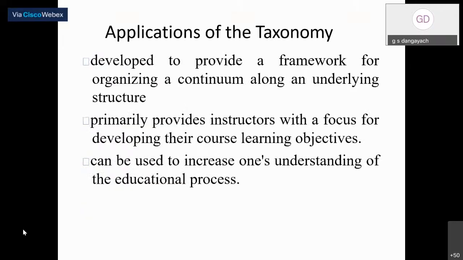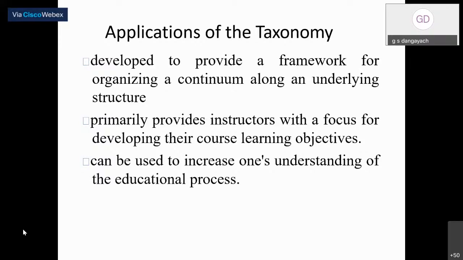Now, application of the taxonomy. This is more important for you people. As a teacher, we can incorporate questions in the question paper. We can give different questions which will range from the knowledge level to the evaluate level. Means we can fix maybe 50% of the questions from the knowledge and understanding domain, and let the remaining 50% or 40% be at the higher levels.